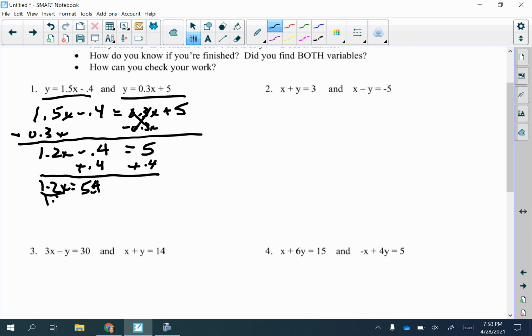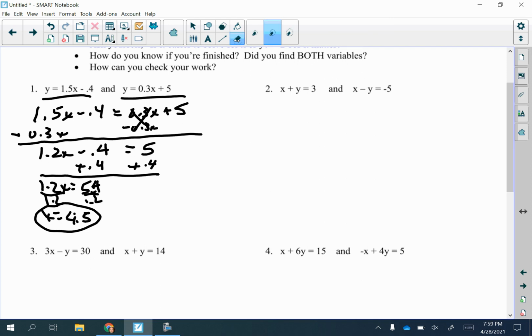And when I divide both sides by 1.2, when I divide 5.4 by 1.2, I get 4.5. So there is our x. So we found half of our solution. The other half is the y. So we're going to take an equation that we have here. Let me use my eraser here and erase a little bit so I can find. It's tough to write really small with the tablet.